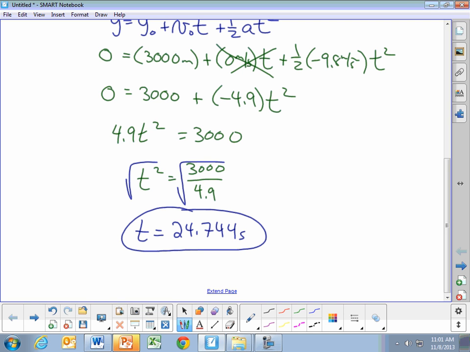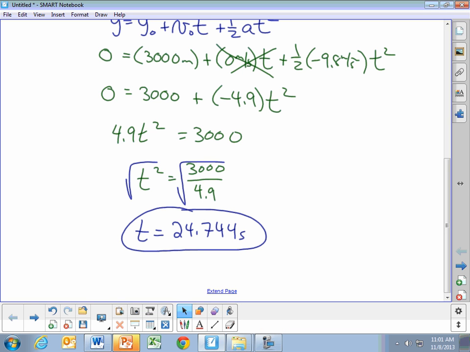Well, that does seem right. That did fall from 3,000 meters. If we look at 9.8 meters per second squared, it should take about 24 seconds to reach a velocity of over 200 meters per second. So again, the answers do seem to agree.